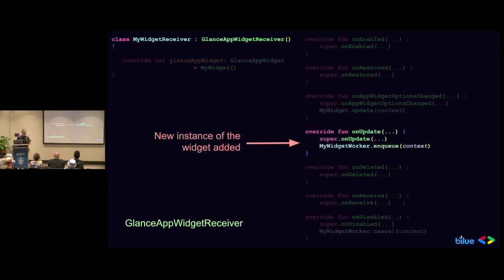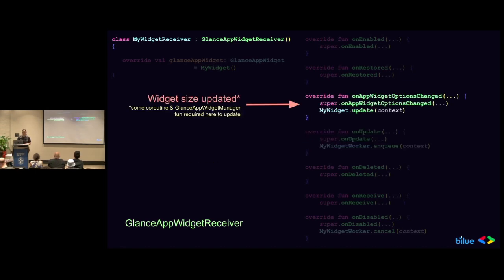We also have, every time a new instance of the widget is added, so you might want to subscribe to some different workers so that you can make sure you're updating that new widget. You can queue those data updates. Also, you might want to do something every time the widget size is updated. Usually you can handle the resizing just using normal Jetpack Compose functionality, but sometimes you might want to add or remove data and you can change some things there.